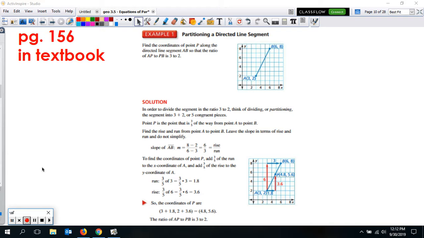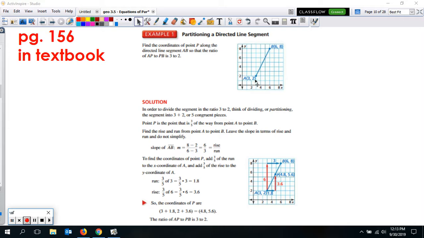Okay, so here's the example where we can identify how to find a point on a directed line segment. It says find the coordinates of point P along the directed line segment AB so that the ratio of AP to PB is 3:2. Now this is a very challenging question, I'll give you that. It can be very confusing.